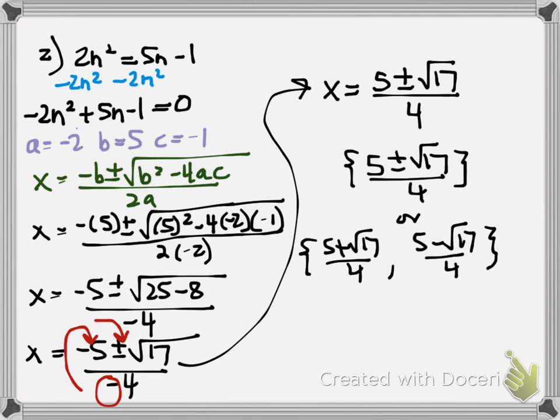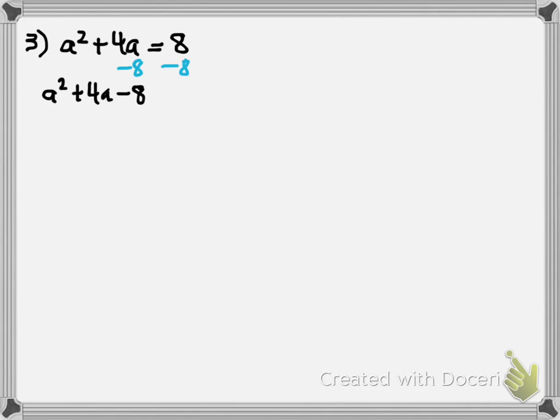All right, let's do another one. I want to give you a variety. So, third one, we have a squared plus 4a equals 8. Okay, is this written in standard form? No, so we're going to have to get that taken care of first. I'm going to go ahead and subtract 8 from both sides. Everything on the left in descending degree order, and I get a squared plus 4a minus 8 equals 0.